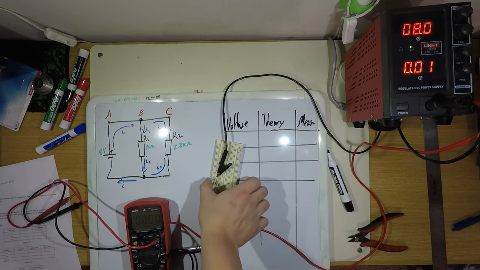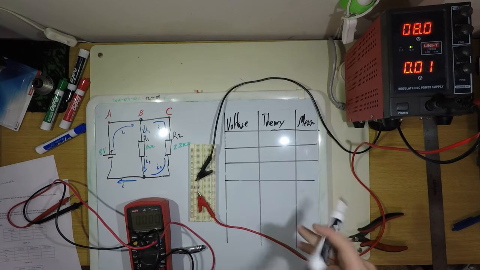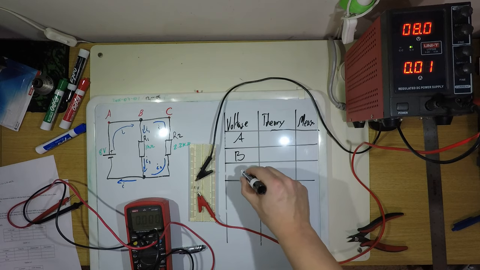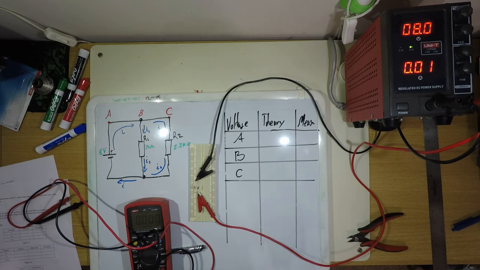So now that we know what our voltage is at A, B, and C should be, and I've just demonstrated how to measure that, you can go ahead and do this part of the table by yourself.